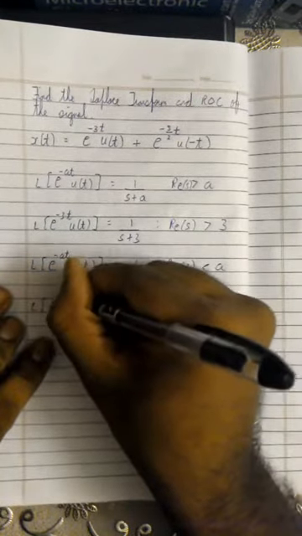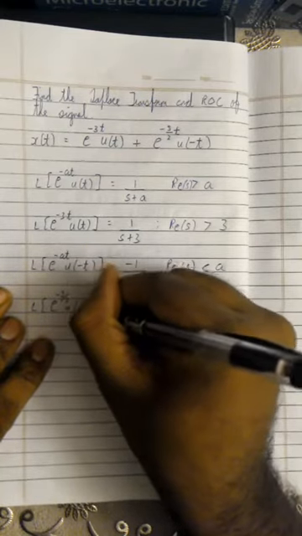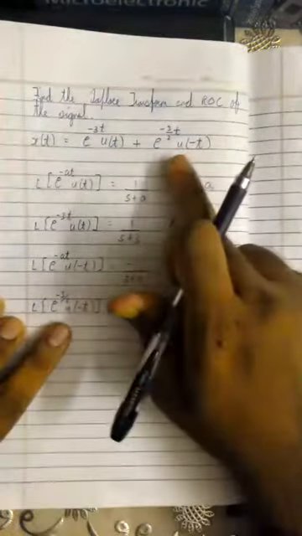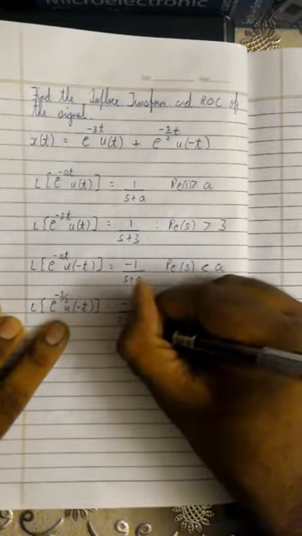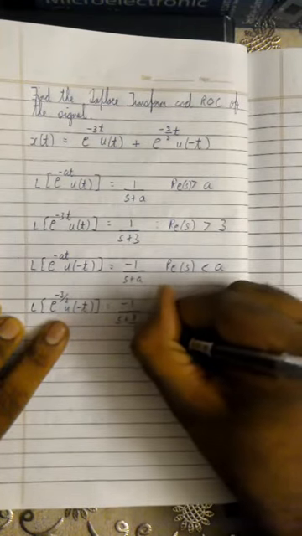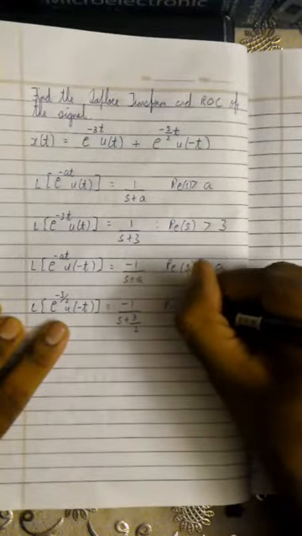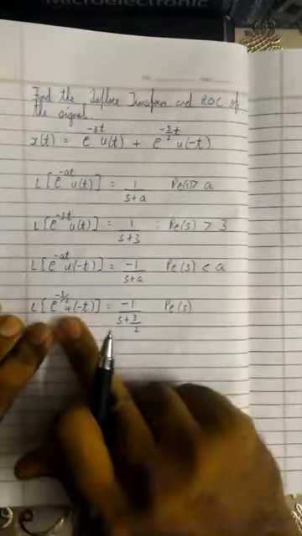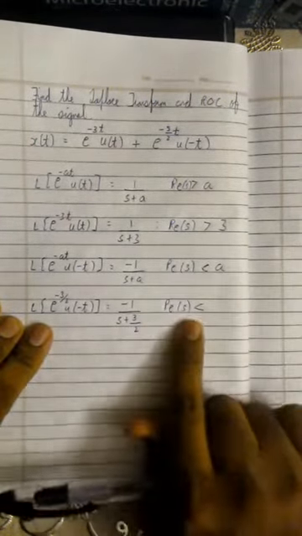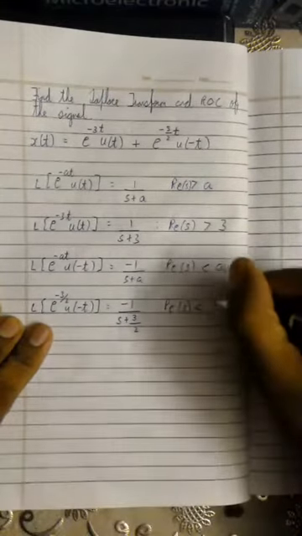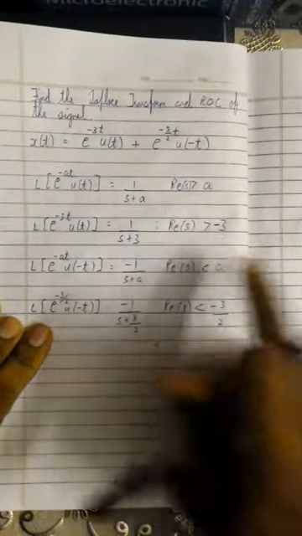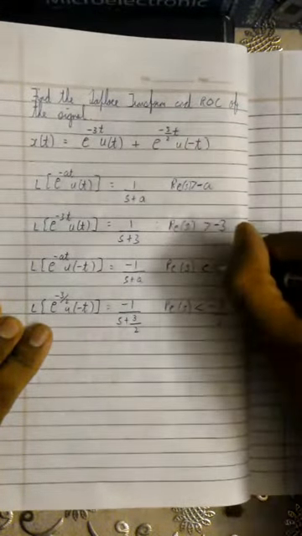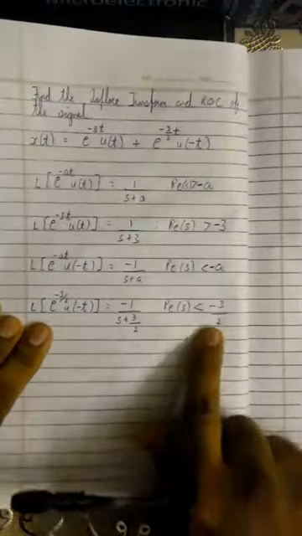Substitute a as 3 by 2. So the Laplace transform of e raised to minus 3 by 2 t into u of minus t is equal to minus 1 by s plus 3 by 2. And since it's a left-sided signal, the real part of s is less than minus 3 by 2. Okay, and the pole is minus 3 by 2 here. Here the pole is minus 3.